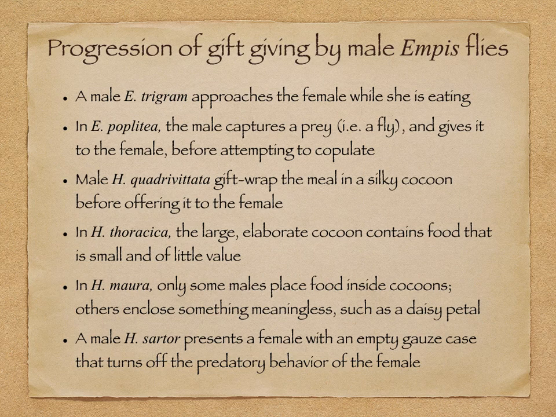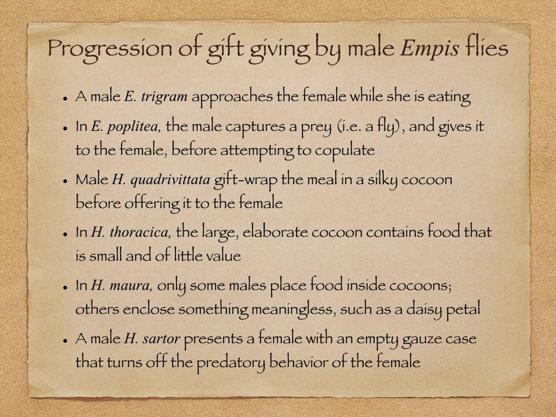So, for example, the E. tigrum approaches the female while she's eating. So she's already eating. Her predatory behaviors are turned off, so he can mate with her while she's eating. In the Popliteae, the male captures prey and gives it to the female. So now he's affecting her predatory behavior by turning it off, by giving her something else to eat. The Quattrovittata gift wrap the meal in a silky cocoon because that takes her longer to open it.